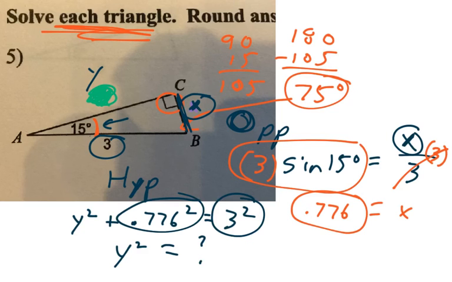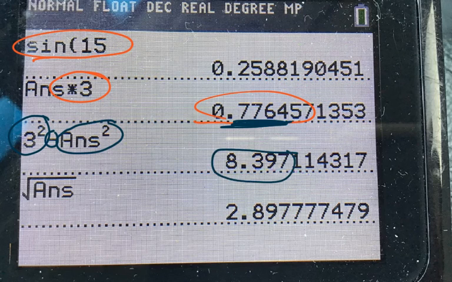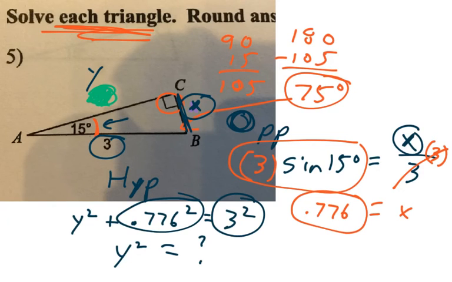So I did all my work on the calculator, guys. Right here, you notice I did my 3 squared. I subtracted my answer squared. In other words, the 0.776 squared. Here is my result, but remember, 8.397 is y squared, right? That's y squared. So that's why I did the square root of that. And there is my final missing side, 2.8977. We'll just round it off to 2.9. So we just figured out this side is 2.9.